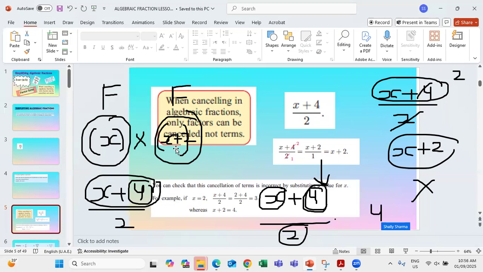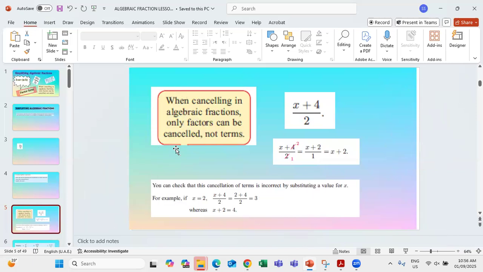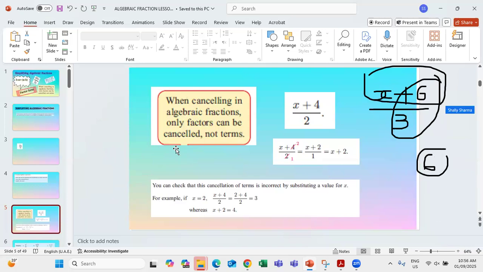If it is in the form of 4x by 2, that means it is 4 multiplied by x and divided by 2, then definitely you can cancel them out. But if one of the factors has terms and you try to cancel with them, then it is not possible. For example, if I give you x plus 6 over 3, I cannot cancel this 6 and 3. Why? Because this 6 is a term of the factor x plus 6. It is not just a factor.